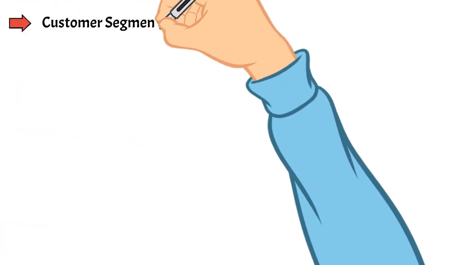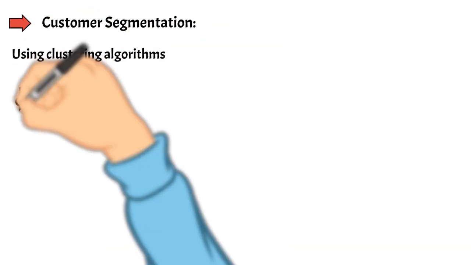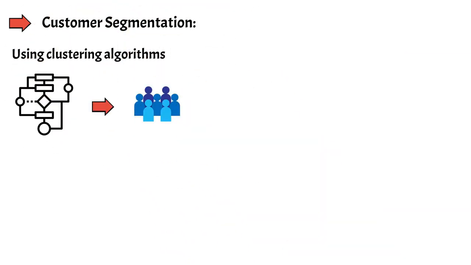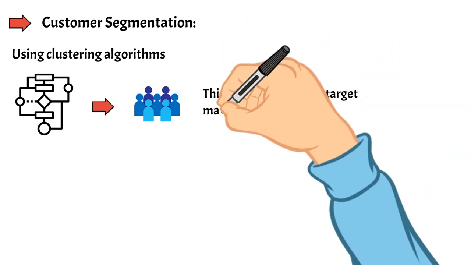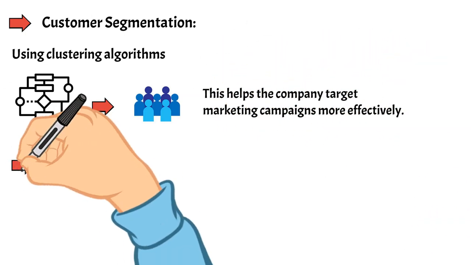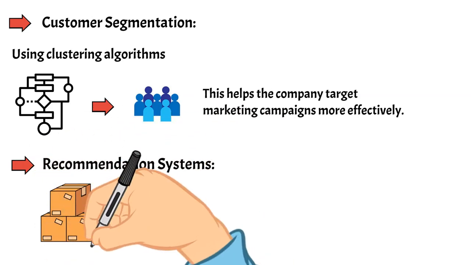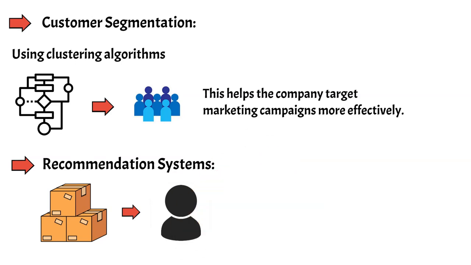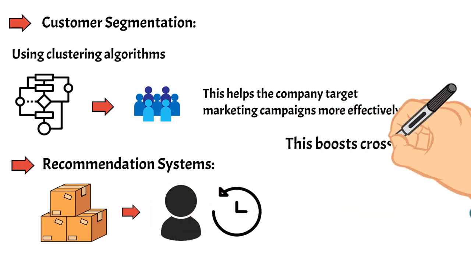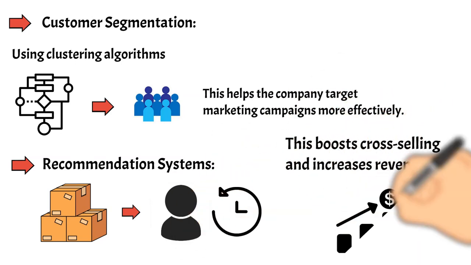Customer segmentation. Using clustering algorithms, Alex segments customers into different groups based on their purchasing behavior. This helps the company target marketing campaigns more effectively. Recommendation systems. Alex develops a recommendation system that suggests products to customers based on their past purchases. This boosts cross-selling and increases revenue.